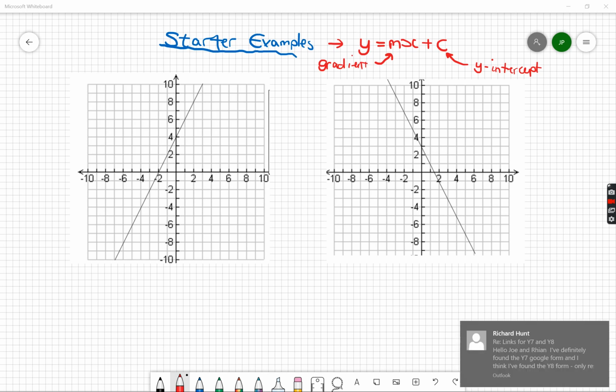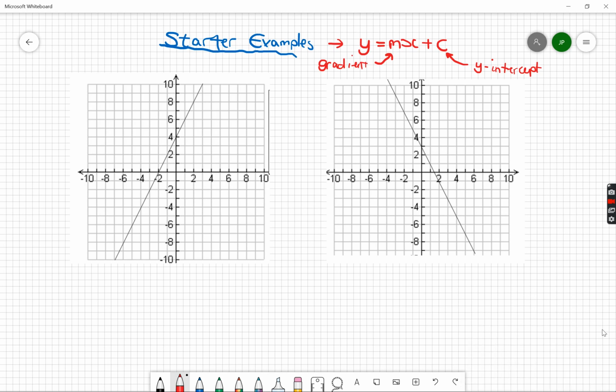So to find my gradient, all I need to do is find 2 points on my line where we cross exactly. So I could use that point there and that point there where they cross exactly, and I can make my triangle. I'm going to count my jumps across. So I've got 1, 2, 3, 4 jumps across. I've got 1, 2, 3, 4, 5, 6, 7, 8 jumps up.